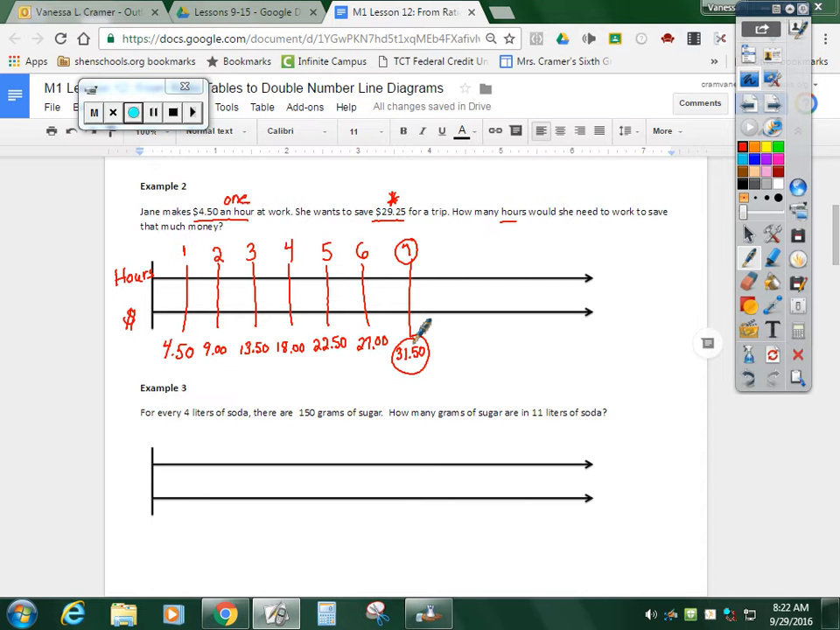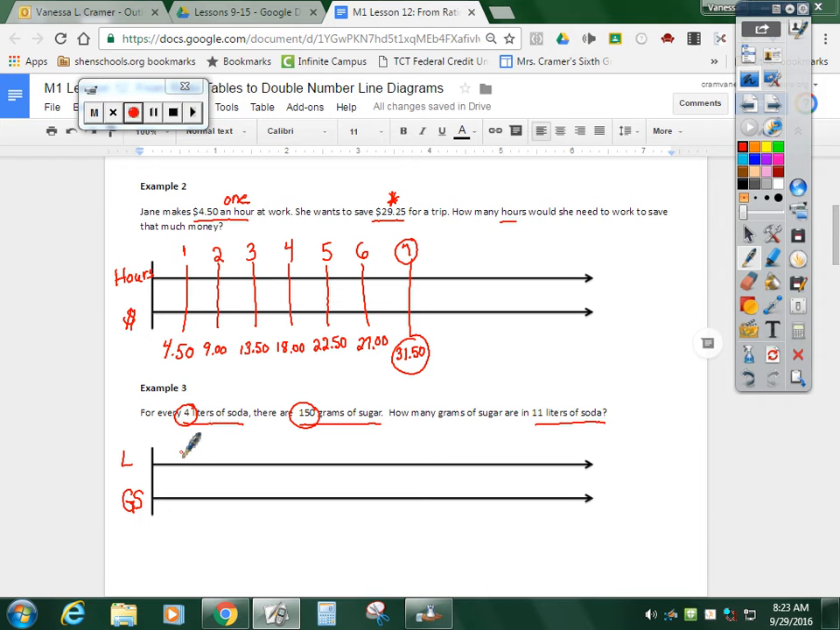Okay, example 3. For every 4 liters of soda, there are 150 grams of sugar. How many grams of sugar are in 11 liters of soda? Okay, so the two things you're comparing are liters and grams of sugar. Liters has the smaller number of the two, so I'm going to actually put that one on top. Liters and grams of sugar. I'll put G for grams of sugar. It's always good to be more labeled than less.